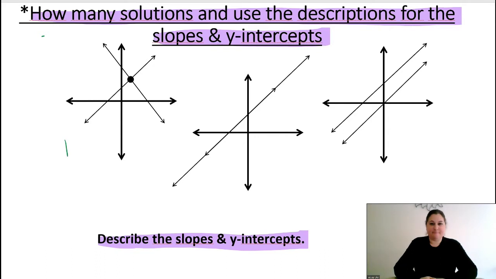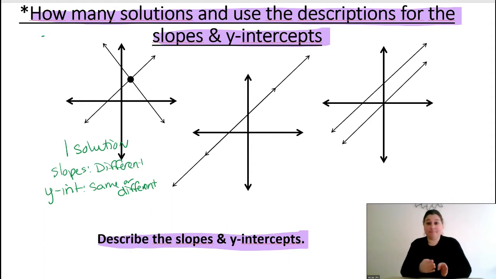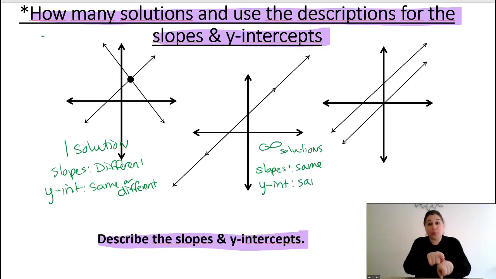Okay, this is one solution. If it's one solution, the slopes are different. The y-intercepts could be the same or different. It doesn't matter. The second one, it means infinite solutions. It's the same exact line. So the slopes are the same and the y-intercepts are the same.